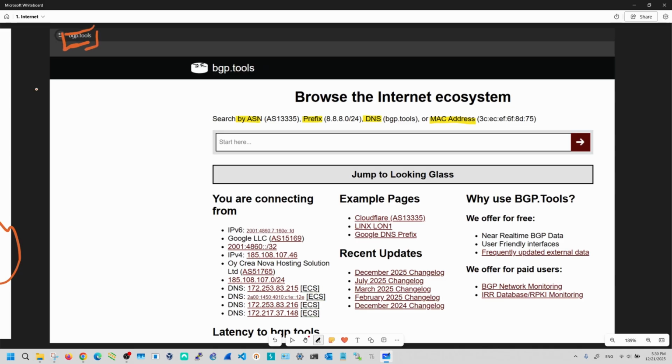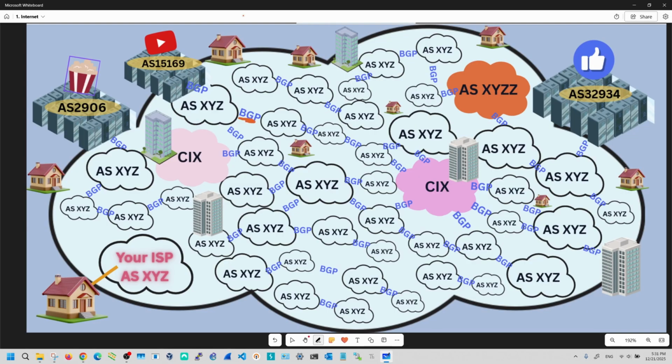And if you would like to learn more about BGP as a protocol, there are great websites on the internet, for example, bgp.tools. Here you can search by autonomous system number, search by prefix or IP address, search by DNS, or even MAC address. And you can get an abundance of information about autonomous systems, for example, how they are peering, how many peers they have, how many transit networks they have, etc. Now, the task of BGP is not merely to exchange IP reachability information across the internet.